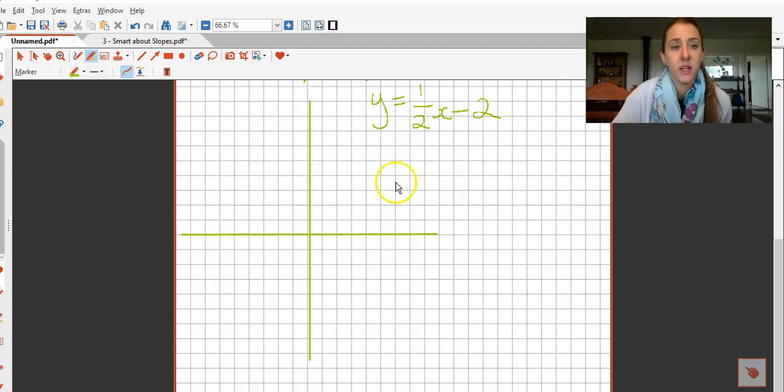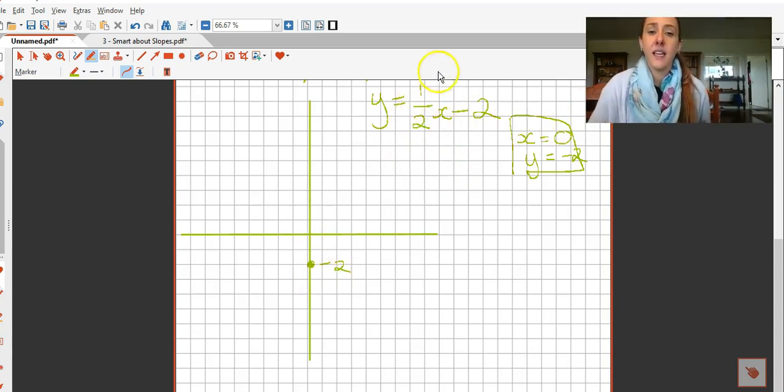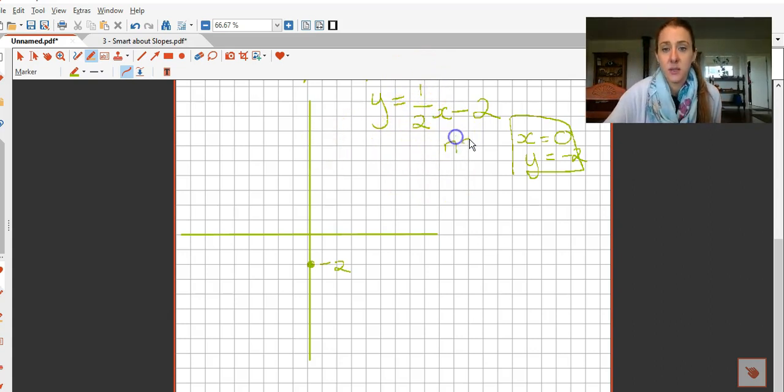Alright, so if that's my equation, I know that I'm going to hit my y-axis at -2, so where x equals 0, my y is equal to -2. So x is 0, I need to go down to -2. Okay, so that's -2. And then again, just using this rise over run to do my gradient. So it's telling me for every 1 I go up, I go across 2.